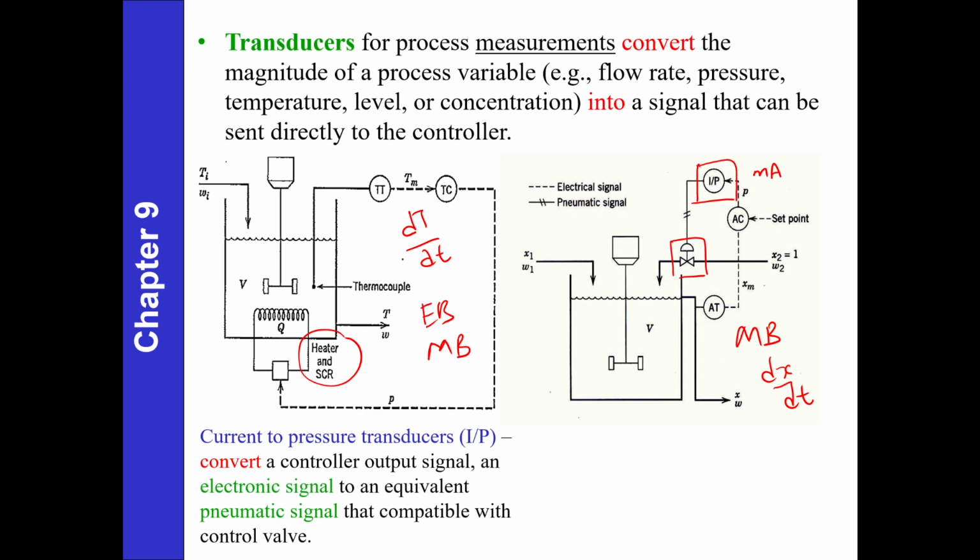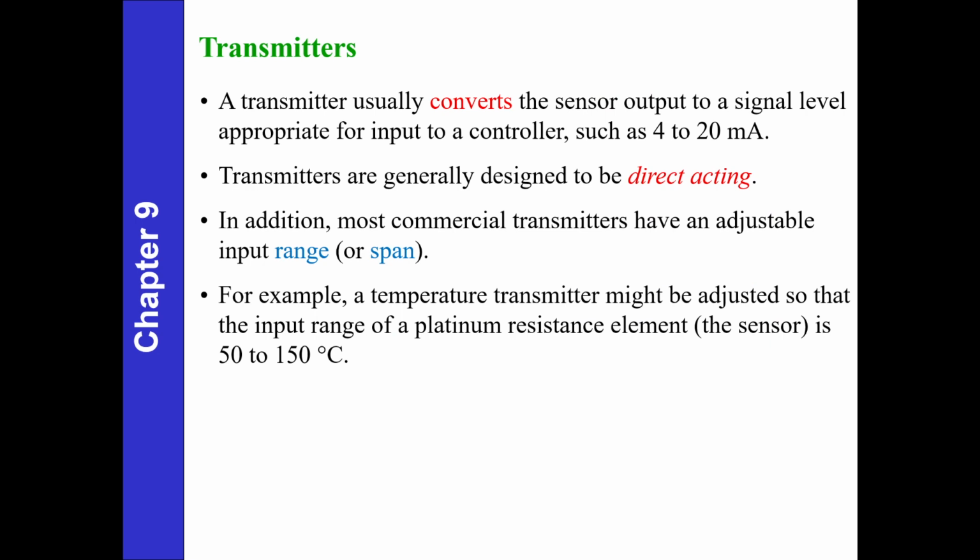Commonly it's 3 to 15 psi. This is a standard range used worldwide. In fact, in your lab you also use this range. So that's it about a transducer. So move on to a transmitter. This is all the definition.